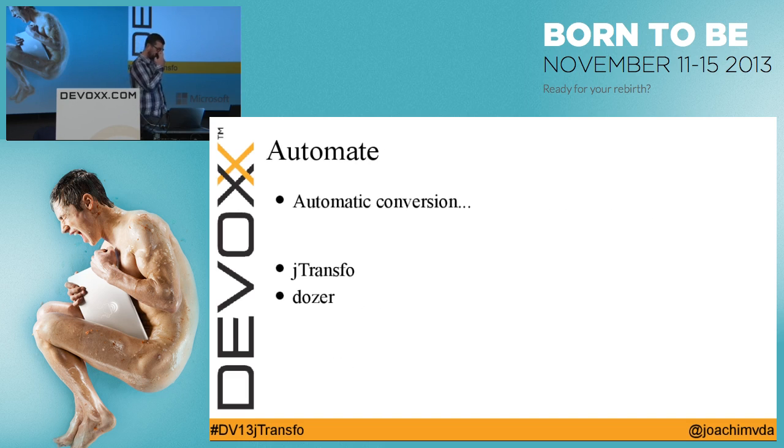Right, so, as a solution, I propose that you automate the conversion between your transfer objects and your domain objects. There are, as far as I know, two libraries which allow you to do that. The other one is Dozer, which I'm not going to discuss. But JTransfo is also an option.